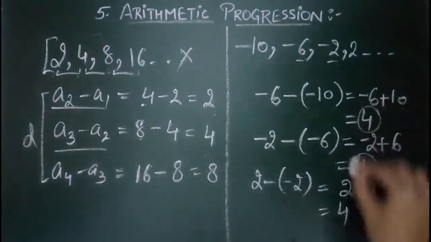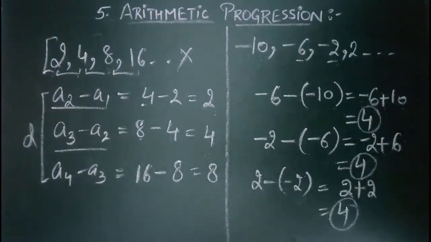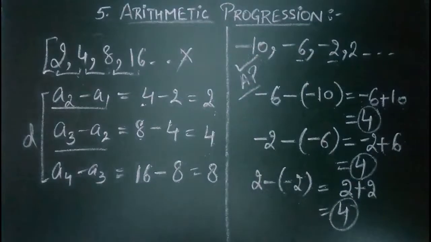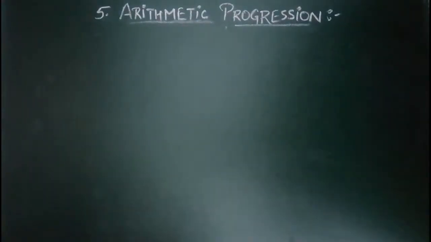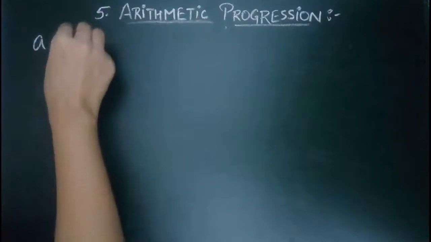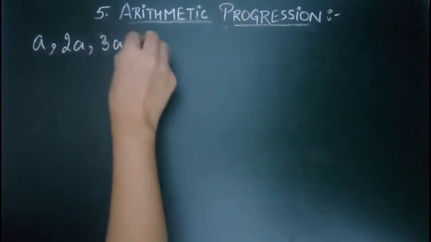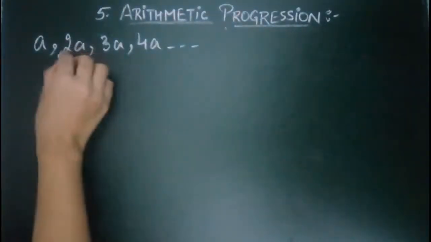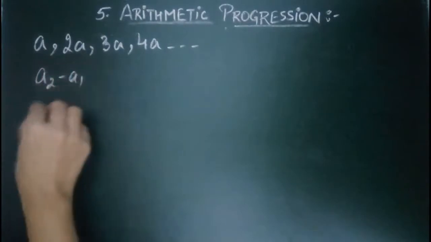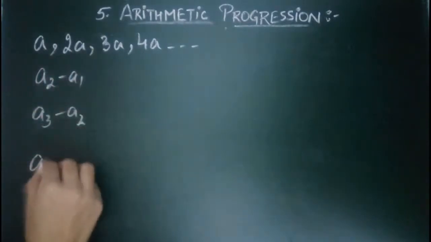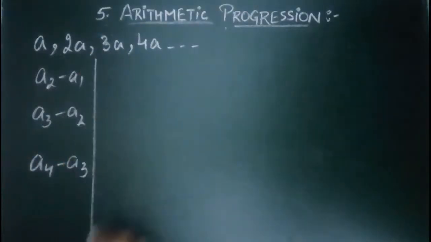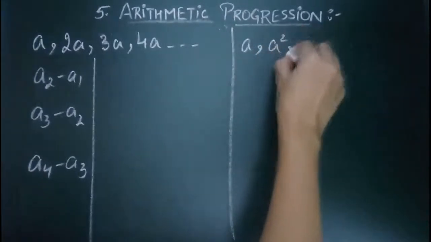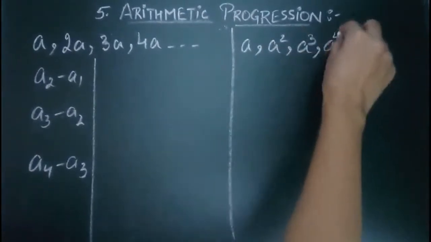So here the common difference is the same, or the difference is constant. So we can say that this forms an AP. We'll take 2 more examples. First is A, 2A, 3A, 4A and so on. So again A2 minus A1, A3 minus A2, A4 minus A3. And the other question is A square, A cube, A4 and so on.